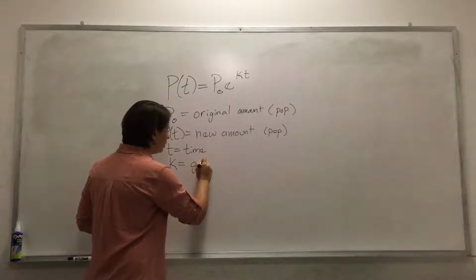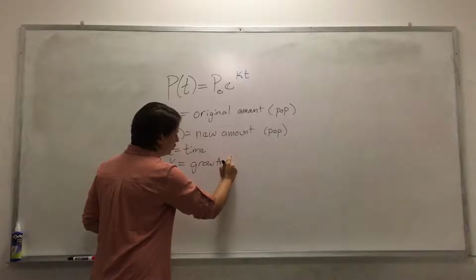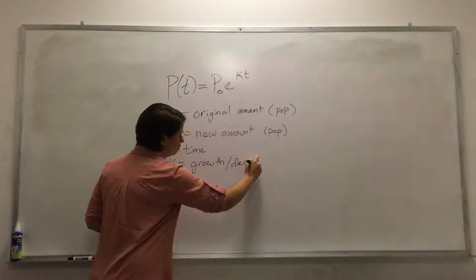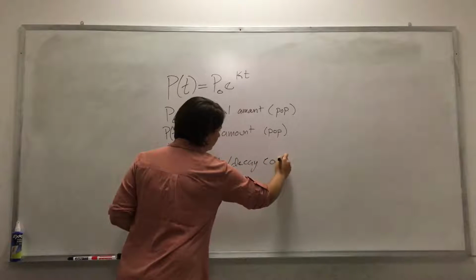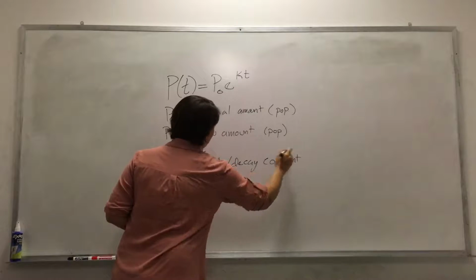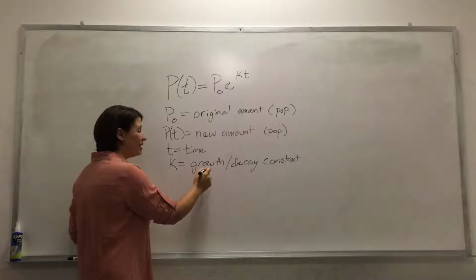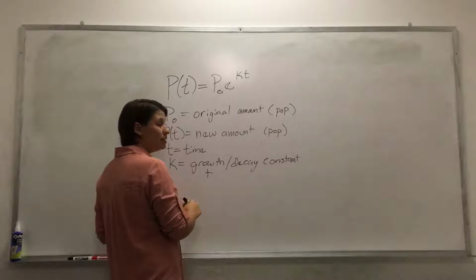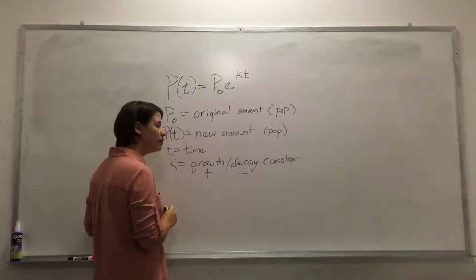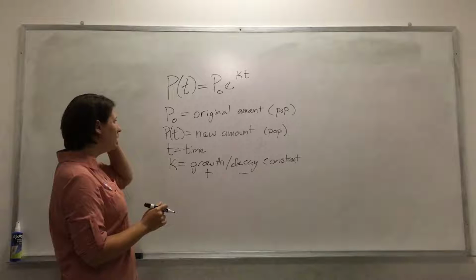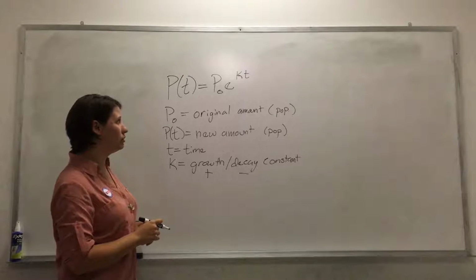So we call it a growth or decay constant. When it's growth, that means it's positive, it's getting bigger, right? Decay, it's negative because it's getting smaller. So this is the equation that we use, okay?